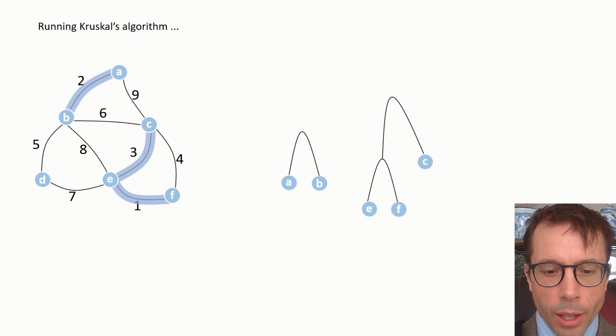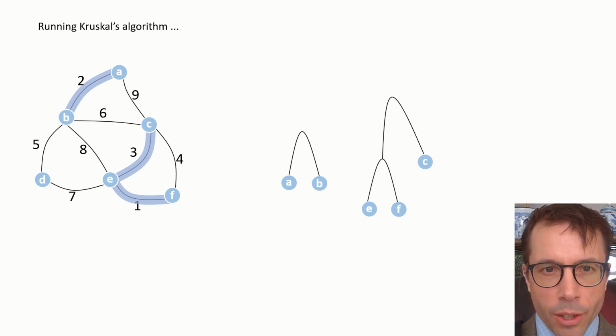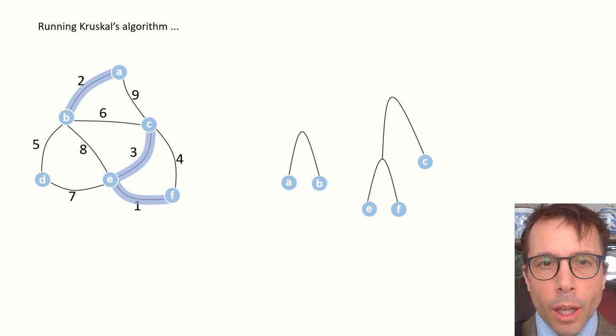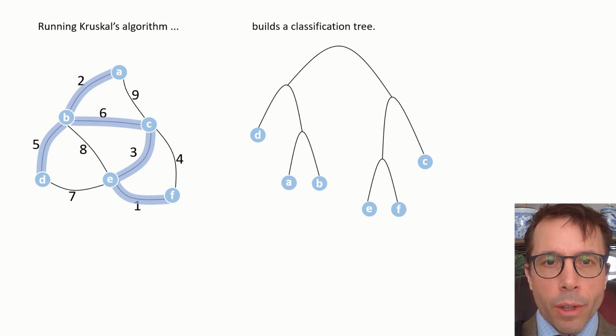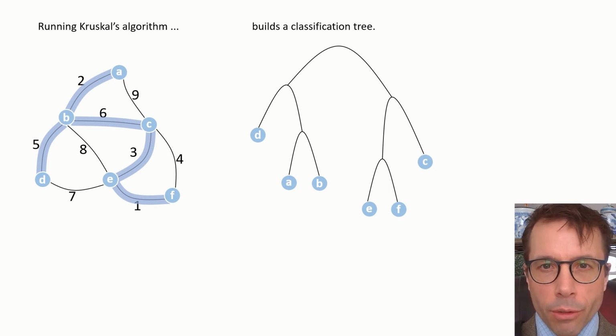The next edge we pick is from E to C, but I'm going to draw it differently. I'm drawing it to emphasize that what we're joining is we're joining C to the cluster made up of E and F. Likewise, the next edge we pick joins D to the cluster formed from A and B. And so, at the end of it, what we've produced can be thought of as a classification tree. The difference between this classification tree and the spanning tree on the left is that our classification tree has some extra branch nodes and it puts all the vertices as leaves.